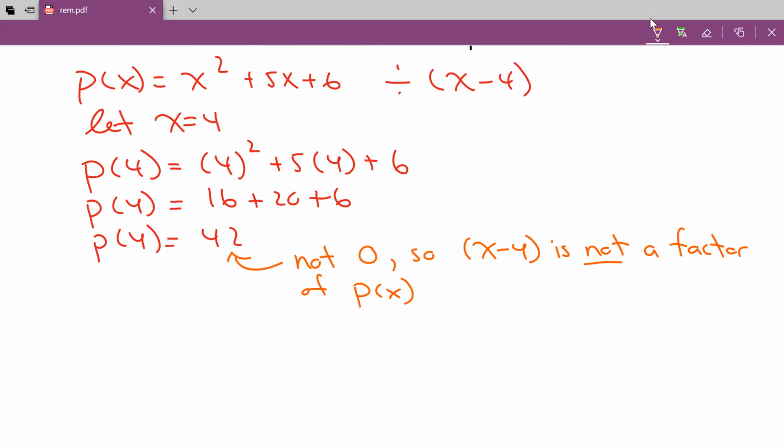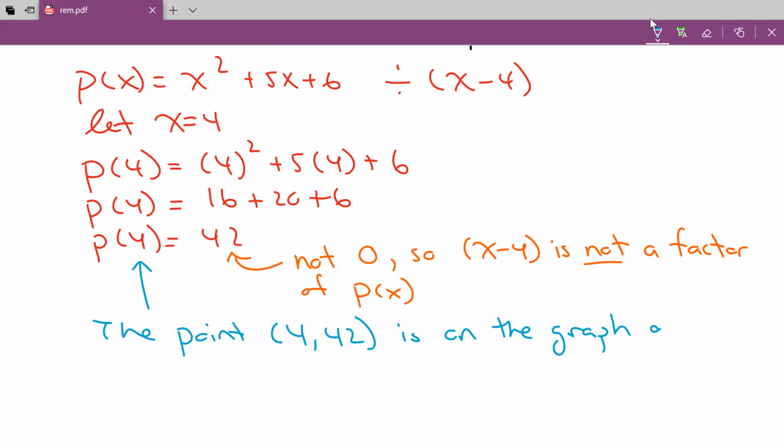But what is it? I'm just not going to ignore it. I want x-intercepts. I want factors. But okay, it's not a factor. What this tells us then is we have a coordinate pair. The point 4, 42 is on the graph of p at x. That's it, my friends. That's the remainder theorem.